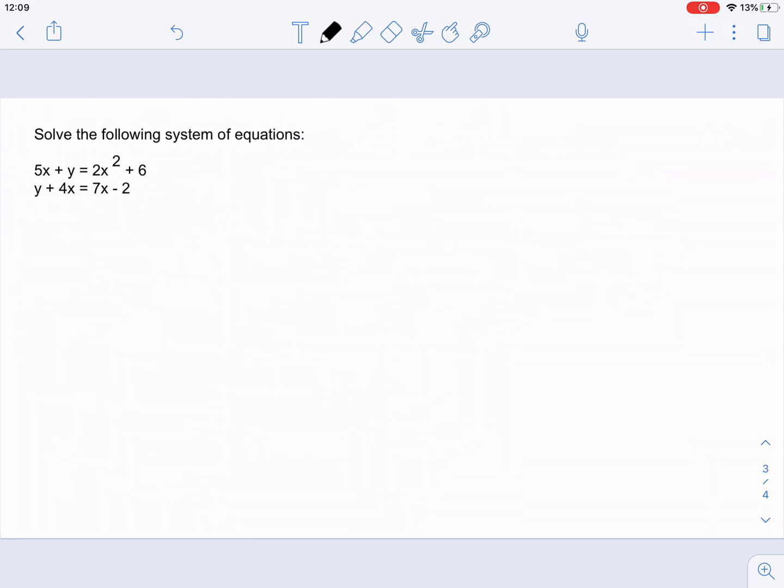And the next problem. Solve the following system of equations. 5x plus y equals 2x squared plus 6, and y plus 4x equals 7x minus 2. Take a second to copy down the problem.